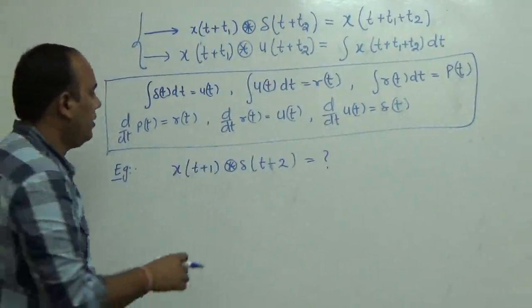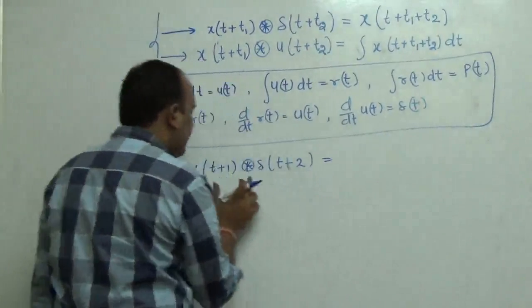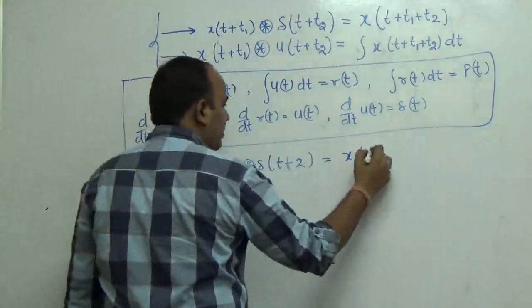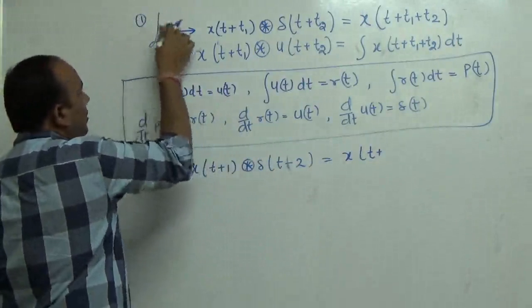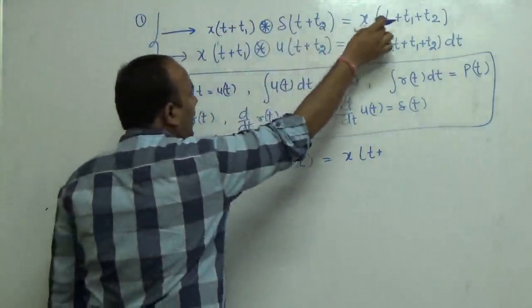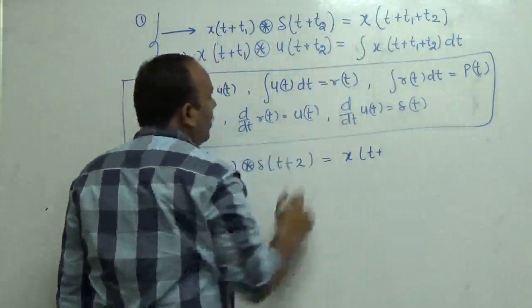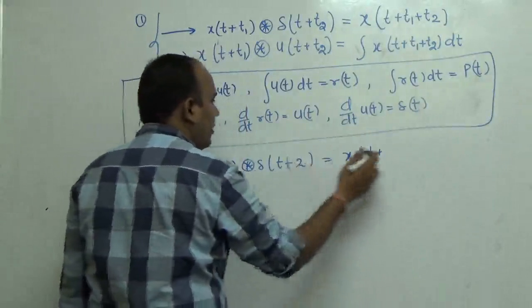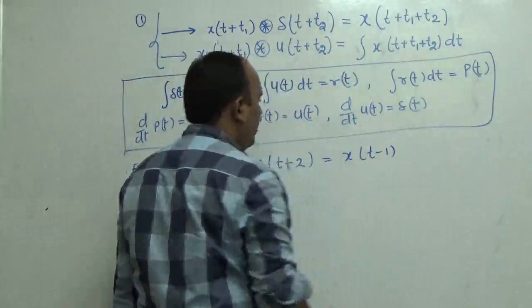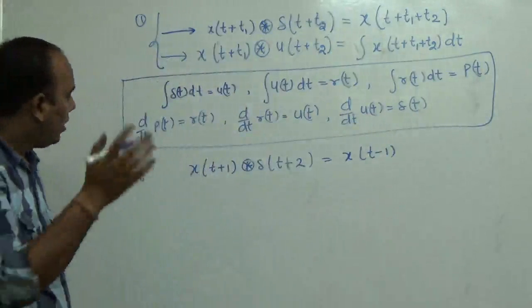You can directly use a formula, that is, x(t+t1+t2), that is formula number one, this one. You can directly apply this x(t+t1). So if you see, this is 1, this is minus 2, so that will be minus 1. This is the direct formula.